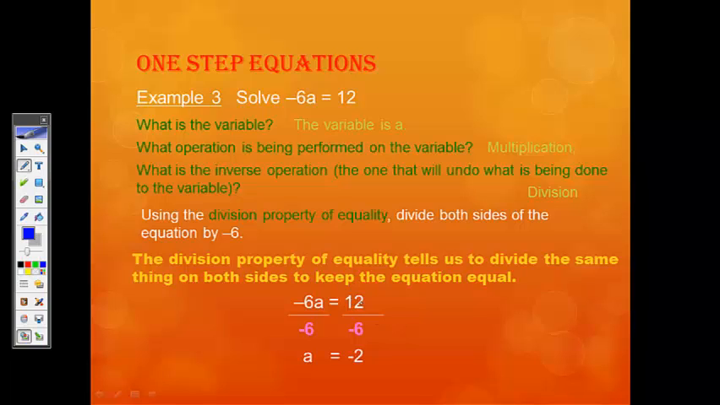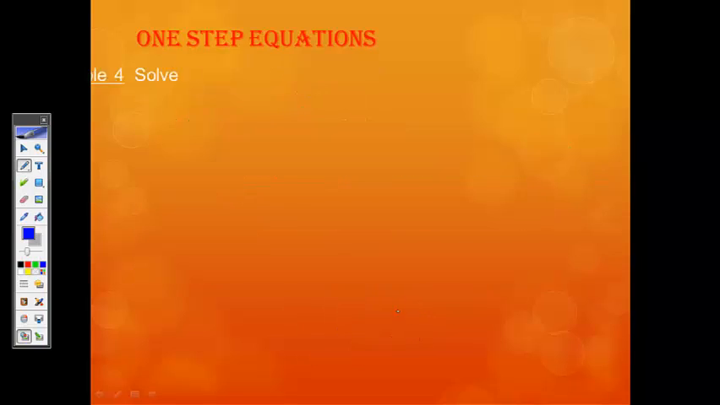Alright, so positive divided by negative, my answer will be negative. So we cannot forget the rules for multiplying, adding, and subtracting integers that we learned in the beginning. We cannot forget those. So once again in here, this was negative 6 times a. To undo it, we need to go ahead and divide by negative 6 on both sides. So once again, on both sides to keep everything balanced.